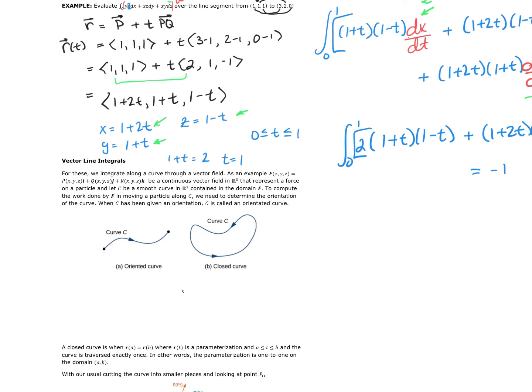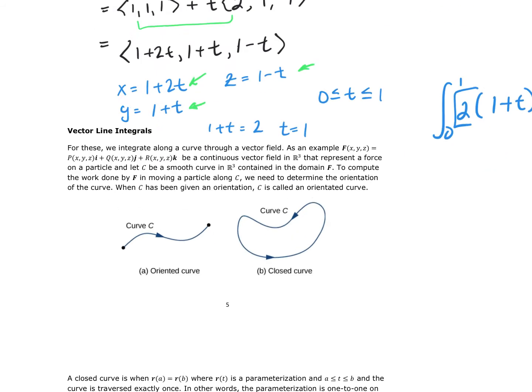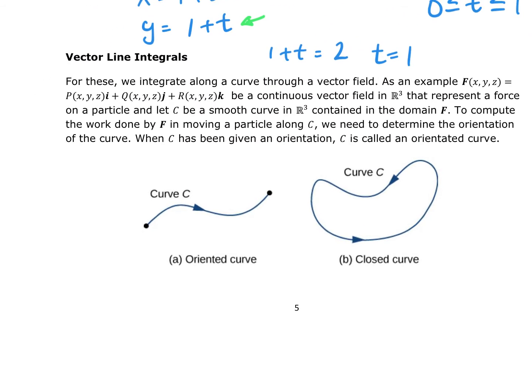Those were scalar line integrals because I ended up with dot products, or I ended up having to do something that would have produced a scalar I'm going to integrate over. Now I'm going to integrate over the vector line integrals, and there's a lot of applications for this. One of them is work.